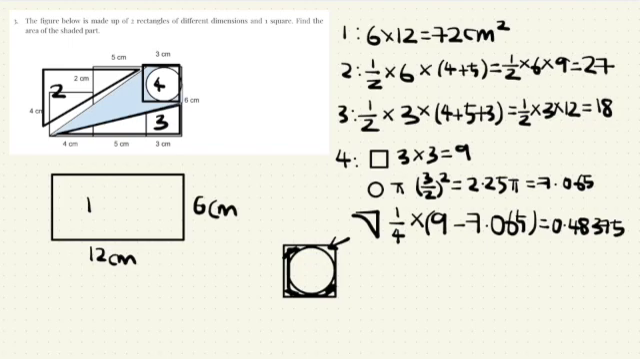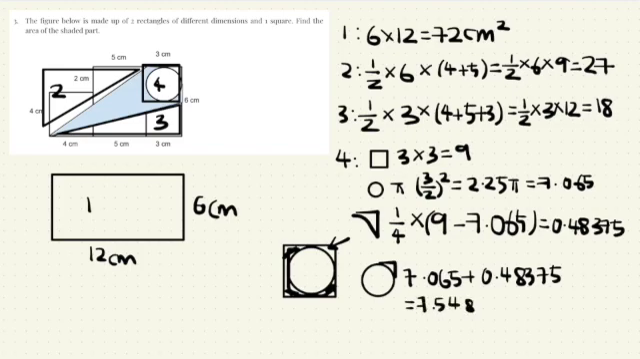Then the total of the circle plus one side will then be equal to 7.065 plus 0.48375. This will give us 7.54875.